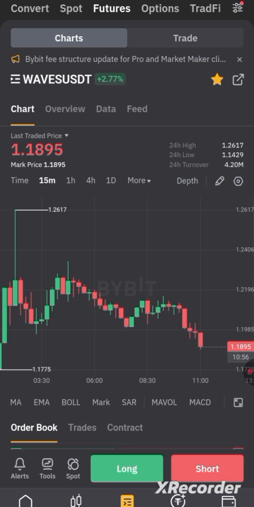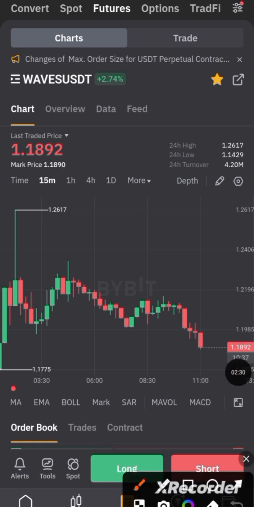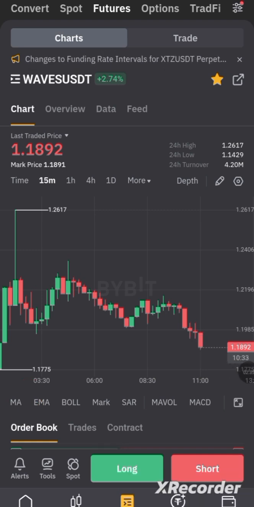Without the help of indicators, you are going to lose your capital. But if you add indicators to this particular chart, it's going to tell you the direction in which you are going to enter. Now the first indicator you are going to add is the moving average, which is MA. This is it. Moving average, MA. What is moving average?